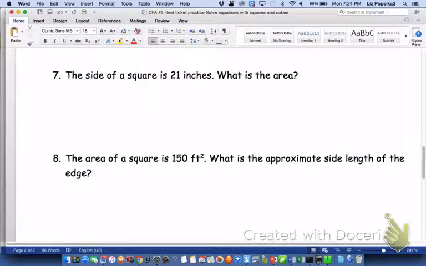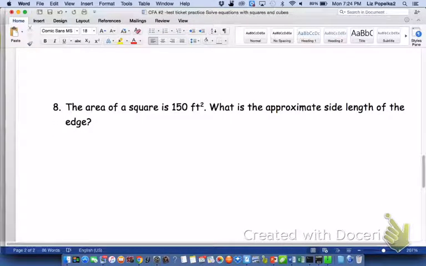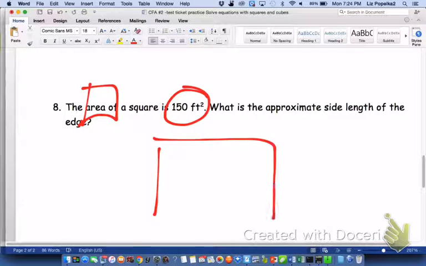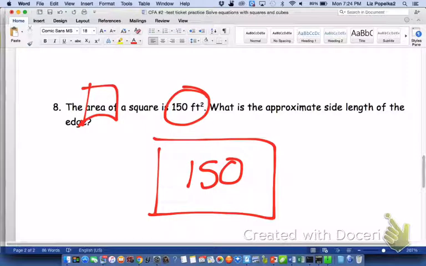Last one. This time it actually gives us the area of the square. So it says the area of the square is 150 feet. I'm going to box area. So I'm going to draw a square, and the area, so this time in the middle here, is 150. What is the approximate side length of the edge?